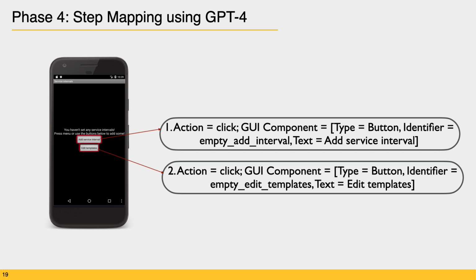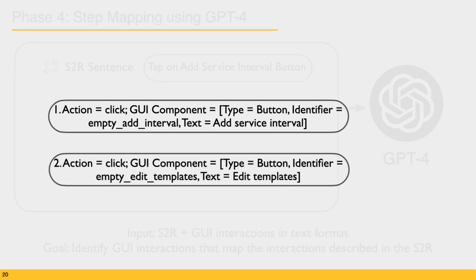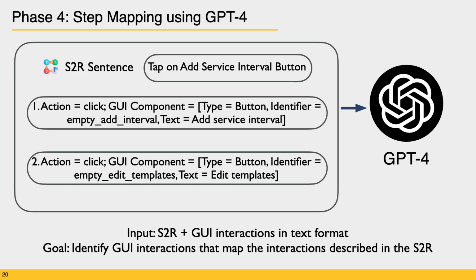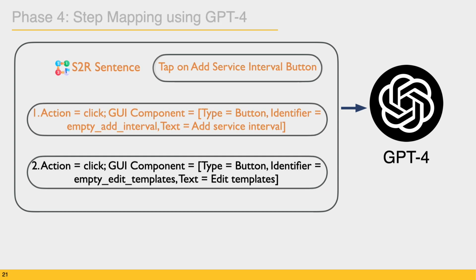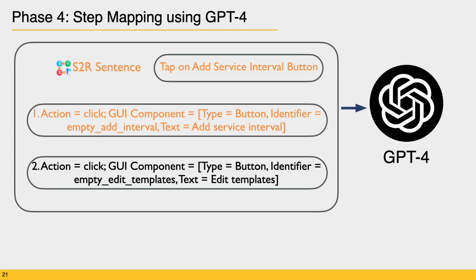For example, the first interaction has action click, and the GUI component information has type button, identifier add interval, and text add service interval. The second interaction also contains the click action and GUI component information: type button, identifier edit templates, and text edit templates. We provided an individual S2R and the interaction information to GPT-4 in a prompt. Then we asked GPT-4 to identify interactions from all the available interactions that map to the individual S2R. For example, the step to reproduce "tap on add service interval button" maps to the first interaction among the available interactions on a particular screen.